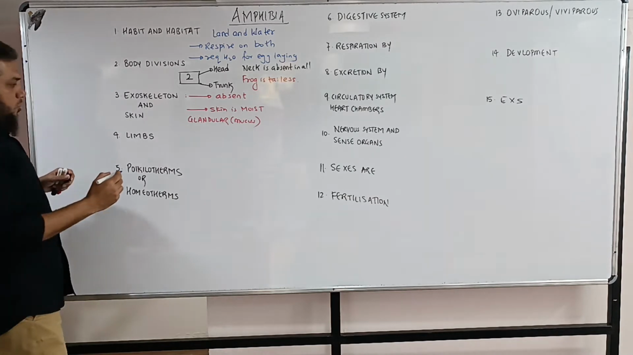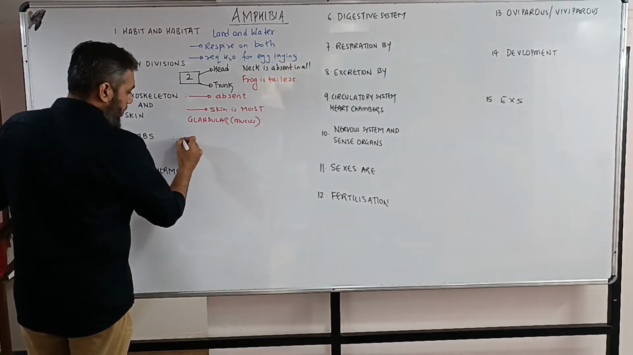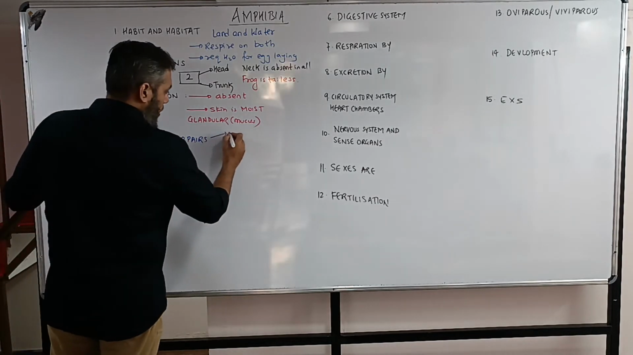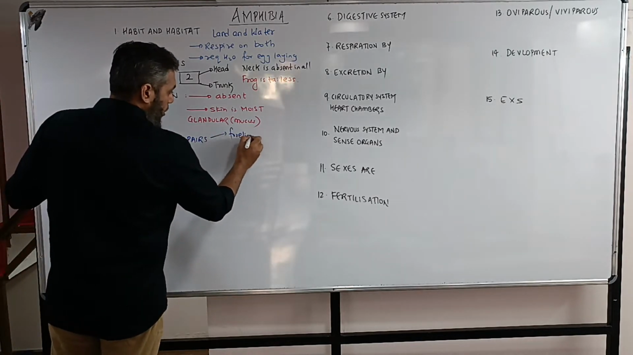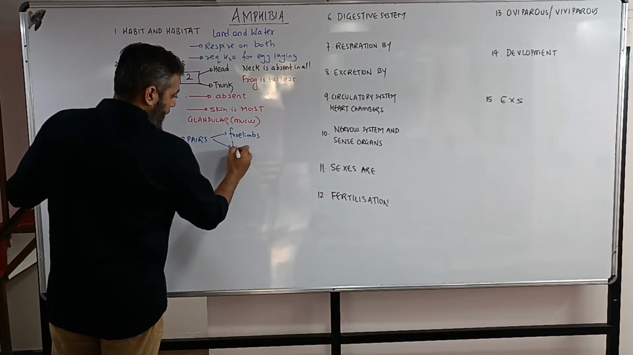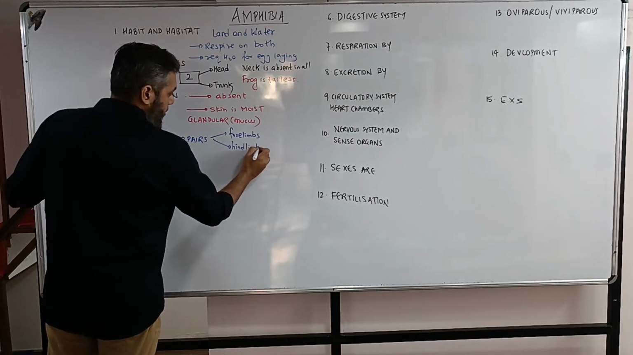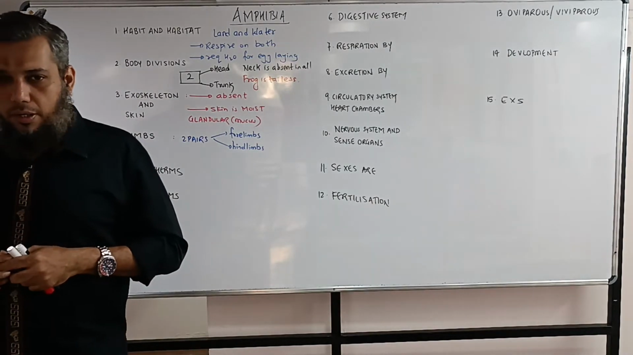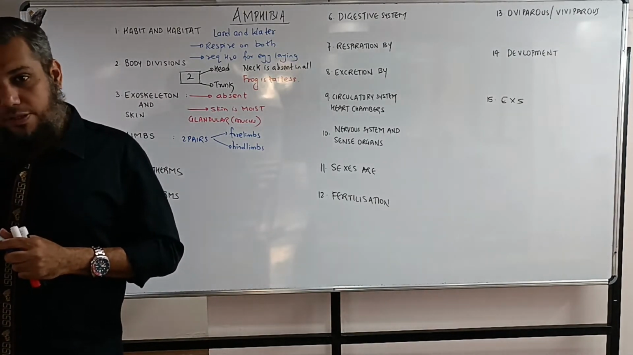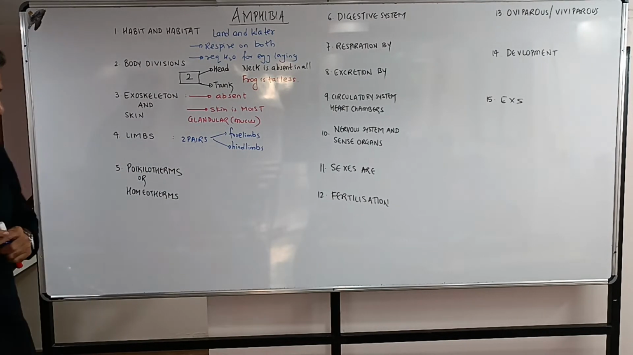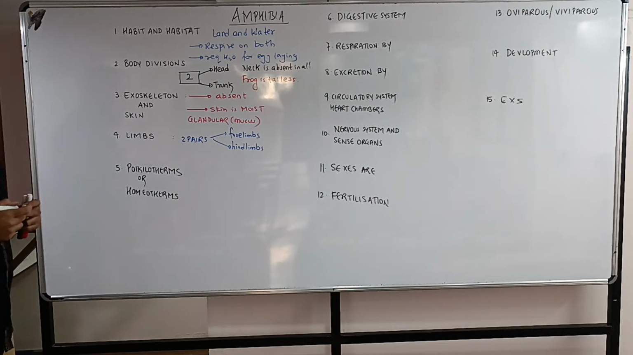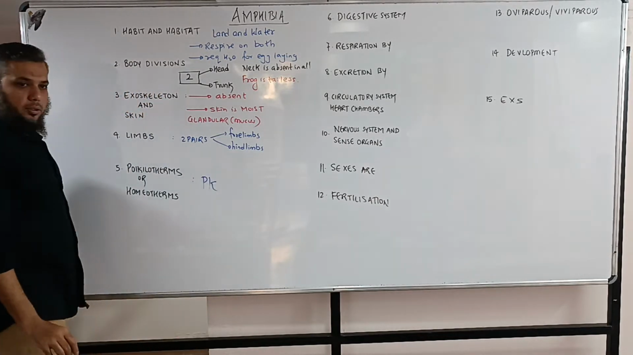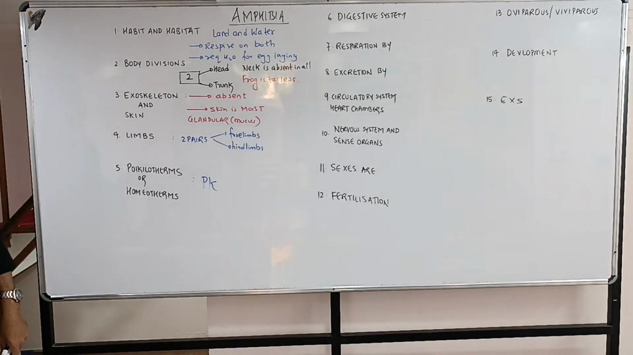They show the presence of limbs. How many pairs? 2 pairs. What are they called? Forelimbs and hind limbs. You remember? In frog, forelimbs have 4 digits, hind limb has 5. Are they poikilotherms or homeotherms, sir? They are PK. That is poikilotherms.